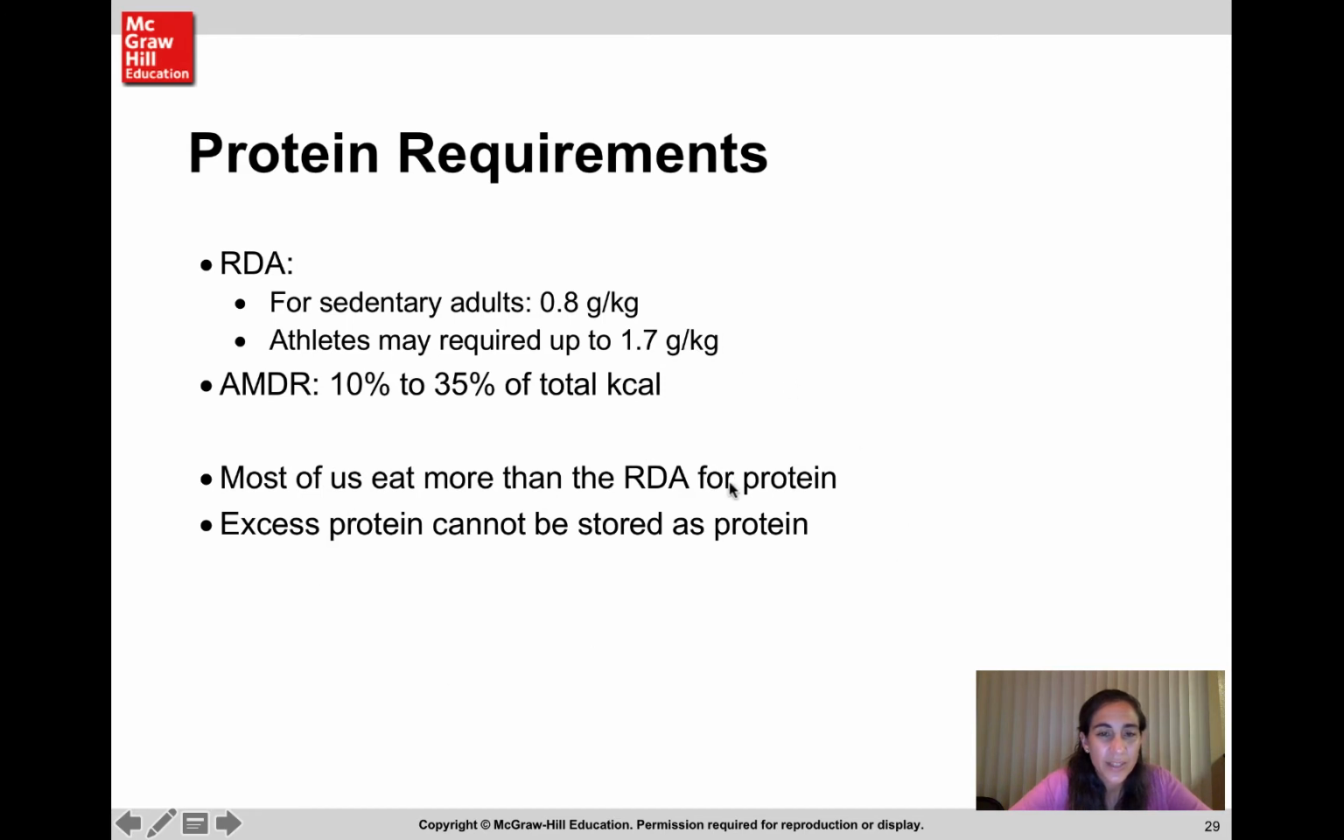Most individuals in the US eat above the RDA for protein, so they eat above or well above the 0.8 gram per kilogram RDA. It is interesting and important to note that excess protein intake cannot be stored as protein, and it would be converted to other substrates in the body.